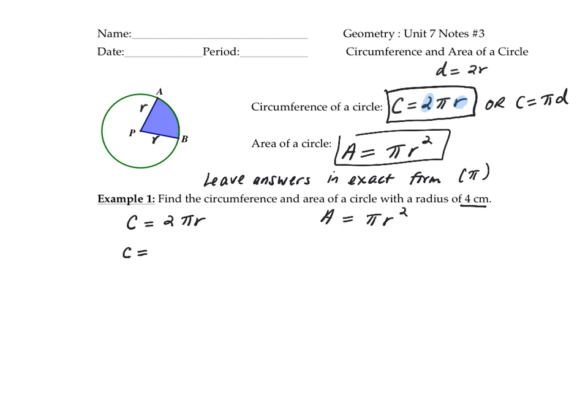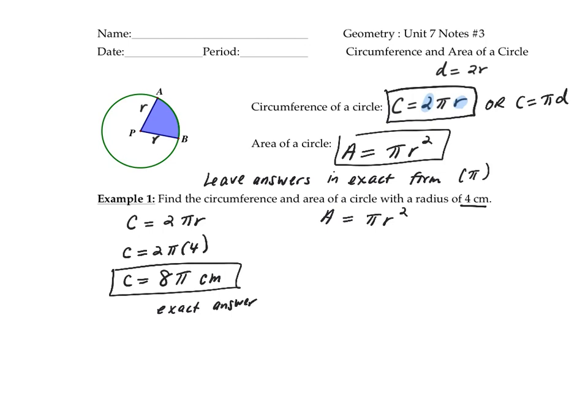With the circumference, we'll simply plug in the 4 in place of the radius and simplify it. 2 times 4 is 8. Put pi on the end, and then we're going to have centimeters. So that's an exact answer, 8 pi centimeters. Okay, so no need to go to the calculator with that one.